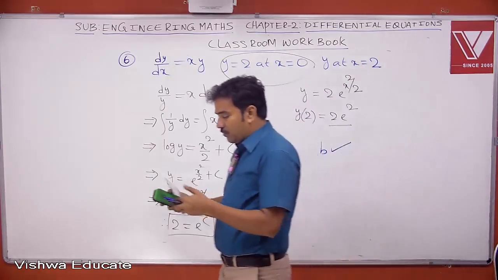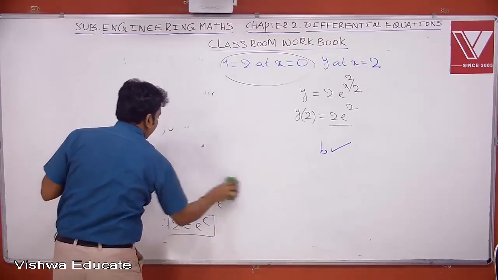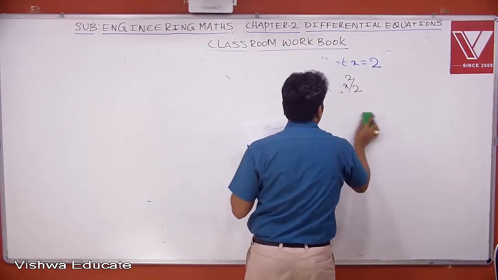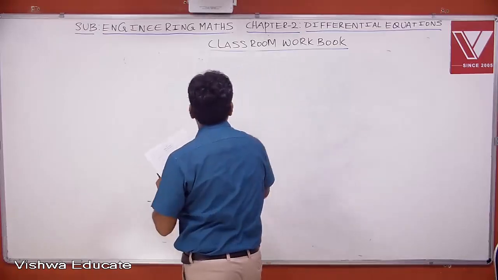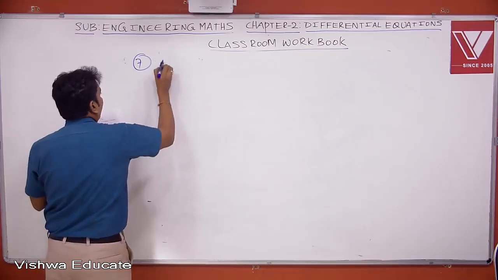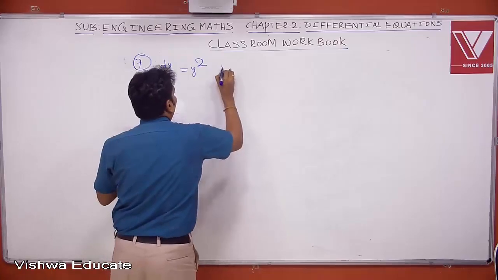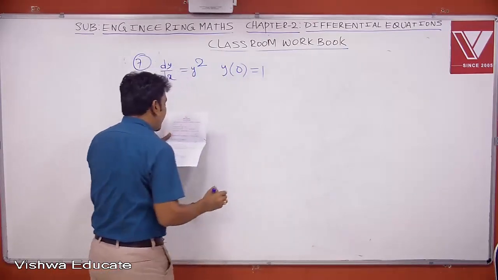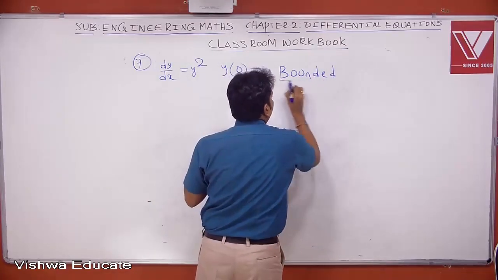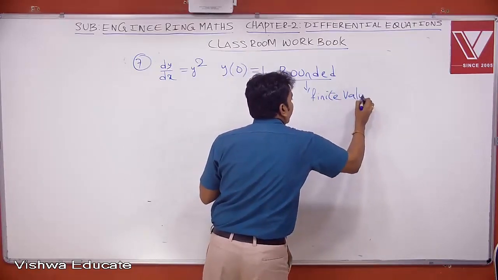Now let us move to question number 7. The solution of dy by dx equal to y square with initial value y of 0 equal to 1 is bounded in the interval is... See, bounded means it's a finite value.